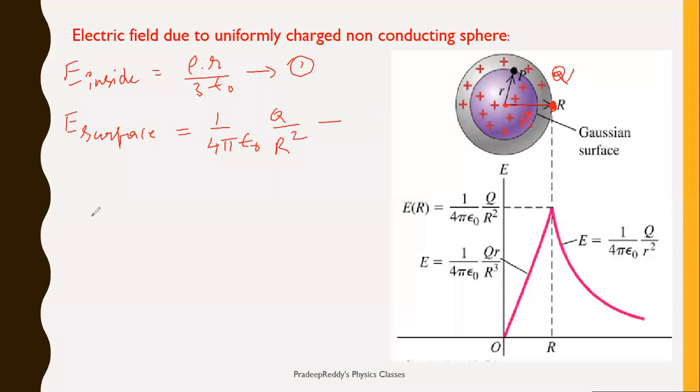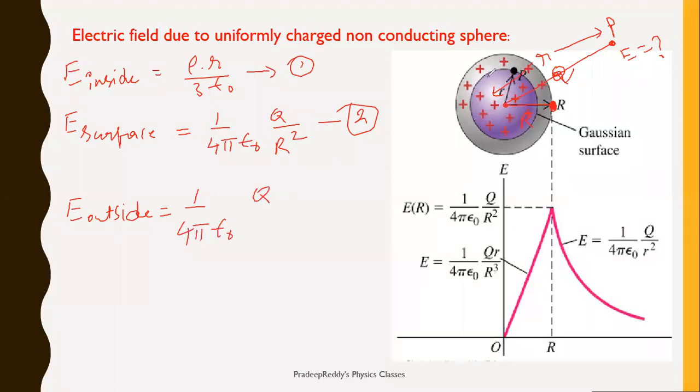Now coming outside. Now when you are out, at this particular point you are supposed to find out the field. E is equal to how much? And this distance I can consider as small r from the center. Small r is greater than capital R. Therefore you can write it as 1 by 4 pi epsilon naught. What is the total charge on this particular sphere? Capital Q divided by small r whole square. This is equation number 3, right?